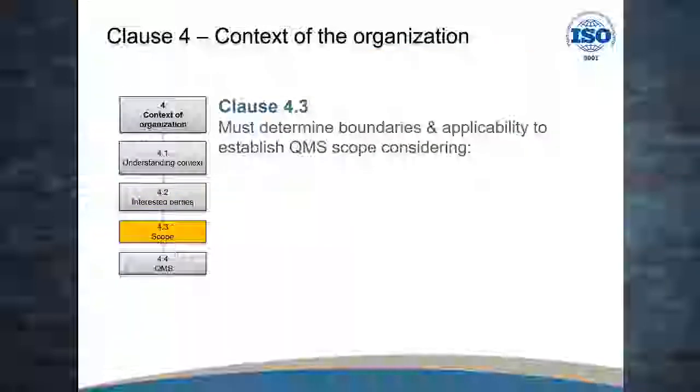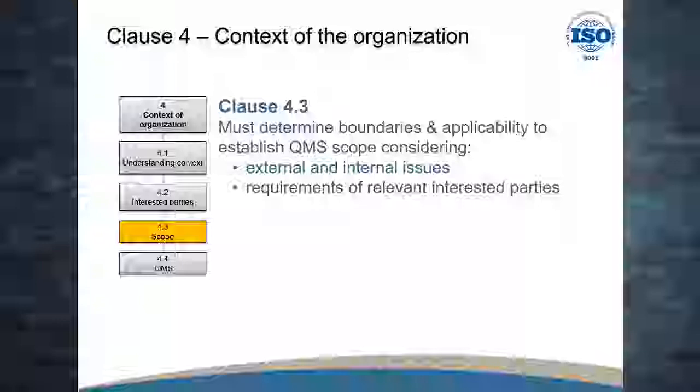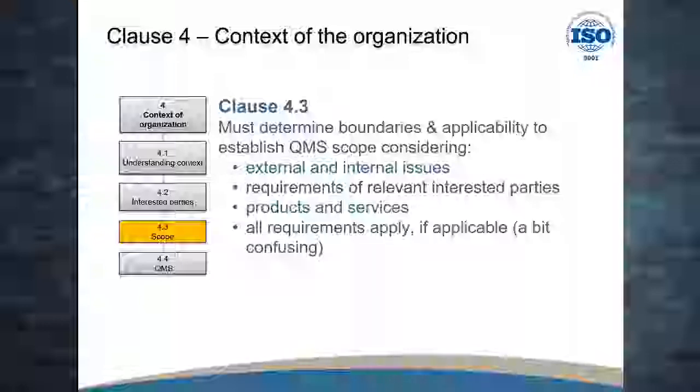Clause 4.3, scope. You must determine the boundaries and applicability to establish the QMS scope, considering external and internal issues, requirements of those relevant interested parties. So 4.1, 4.2 there. Products and services that are going to be within the scope of your QMS. All requirements apply if applicable.